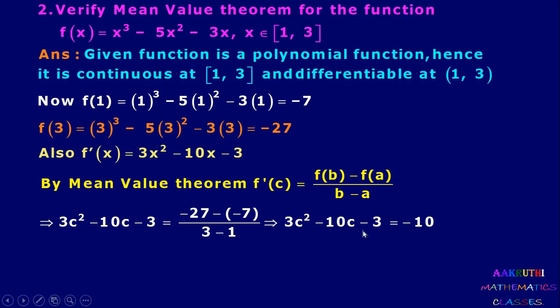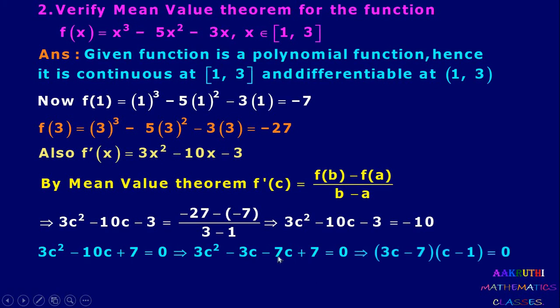And taking minus 10 to this side, we get 3c square minus 10c minus 3 plus 10 is plus 7. So it is 3c square minus 10c plus 7 equal to 0. And it is a quadratic equation. We split the middle term. We can write minus 10c as minus 3c minus 7c. And here 3c is common. We can take 3c outside. And here 7 is common. After taking common, we can factorize.